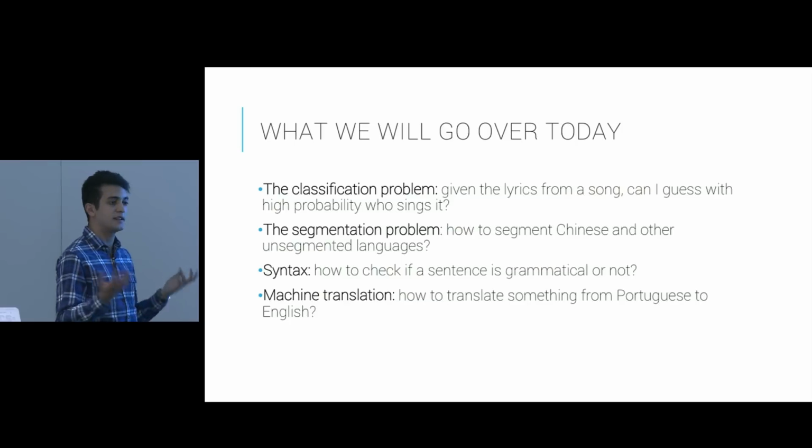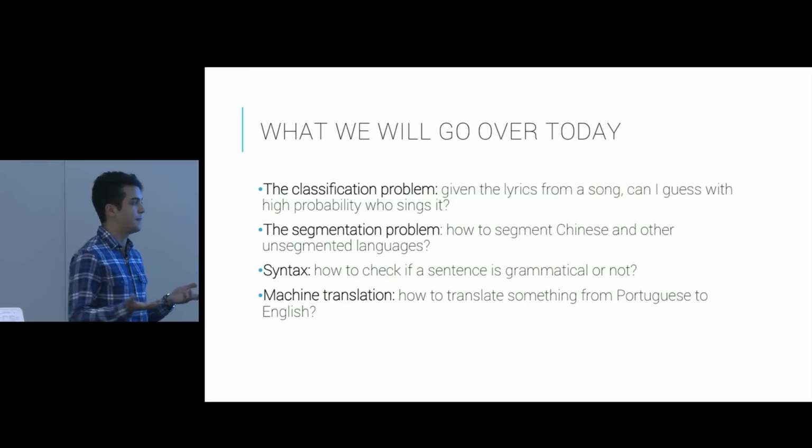So syntax is going to be a little bit about graph search. And machine translation, I'm just going to give an example of how you could, for example, translate something from Portuguese to English. Sounds good? So first, the classification problem.